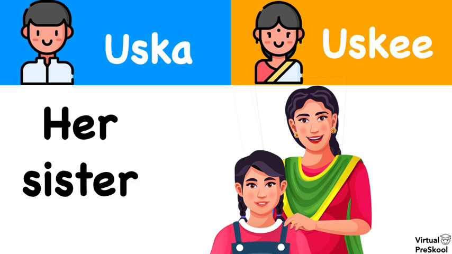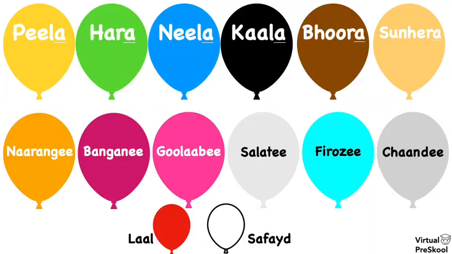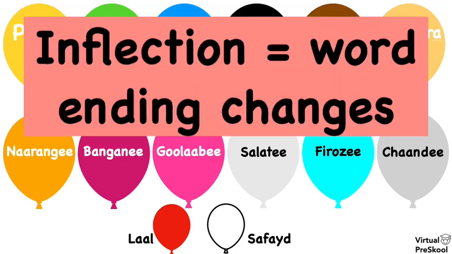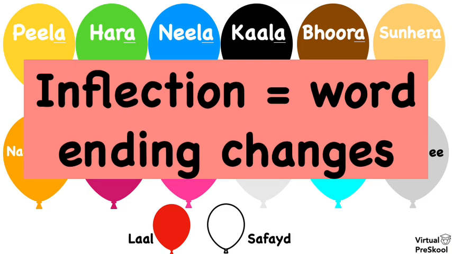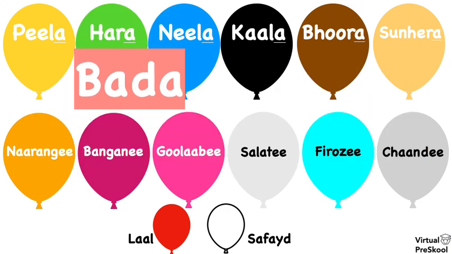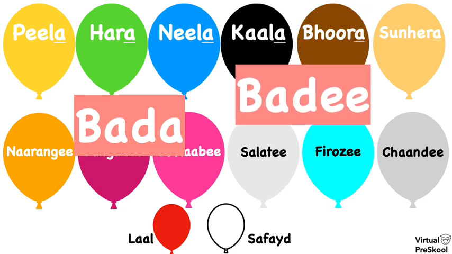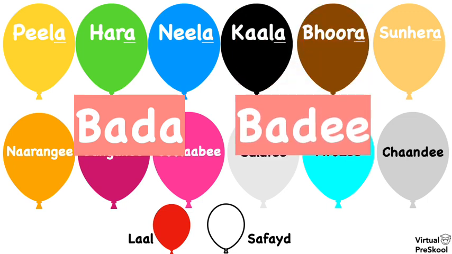Uskee, because sister is still a stri noun. Let's review the inflection of colors. So we talked about this a little earlier. Let's review it now. Inflection means when the ending of a word changes. For example, bada can change to badi. In Hindi, words ending with an a sound can change.